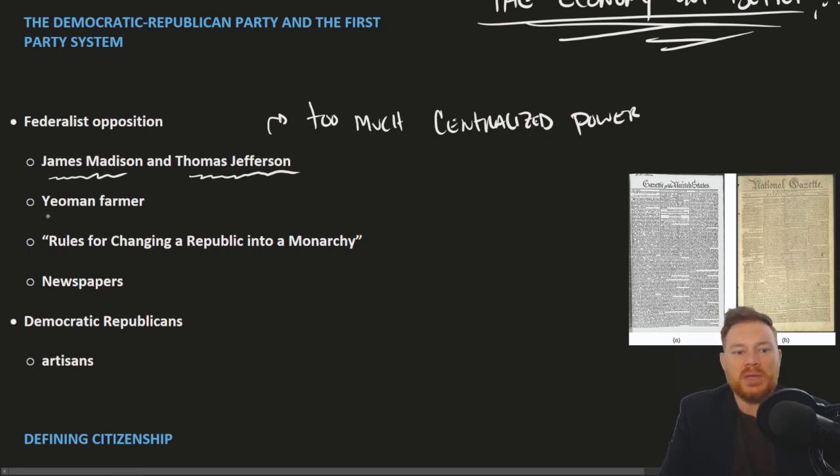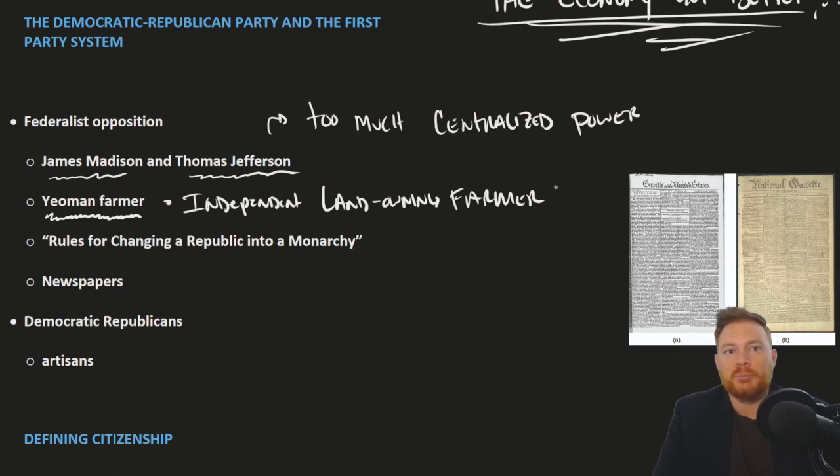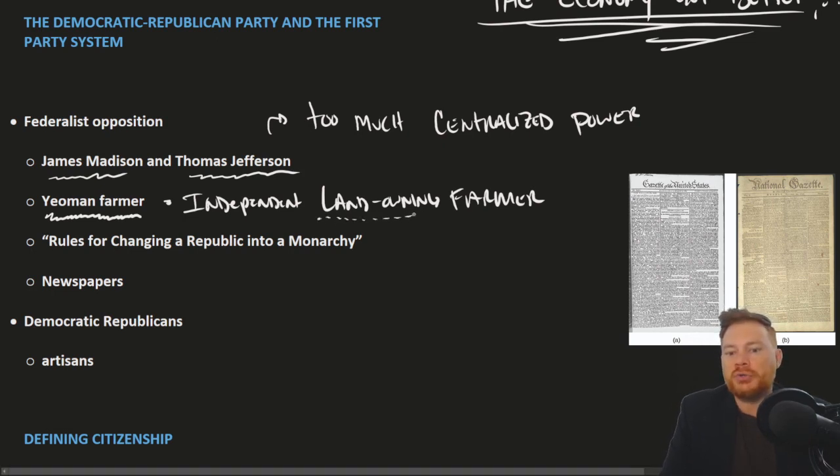Instead, an emphasis should be made on the United States being a rural nation. Jefferson's vision of the yeoman farmer. A yeoman farmer is an independent, land-owning farmer. And the idea is that in order for a democratic republic to survive, in which one person has one vote, people need to not rely on corrupt institutions like businesses and banks. And it's only when you own your own land that you're truly independent in that sense.